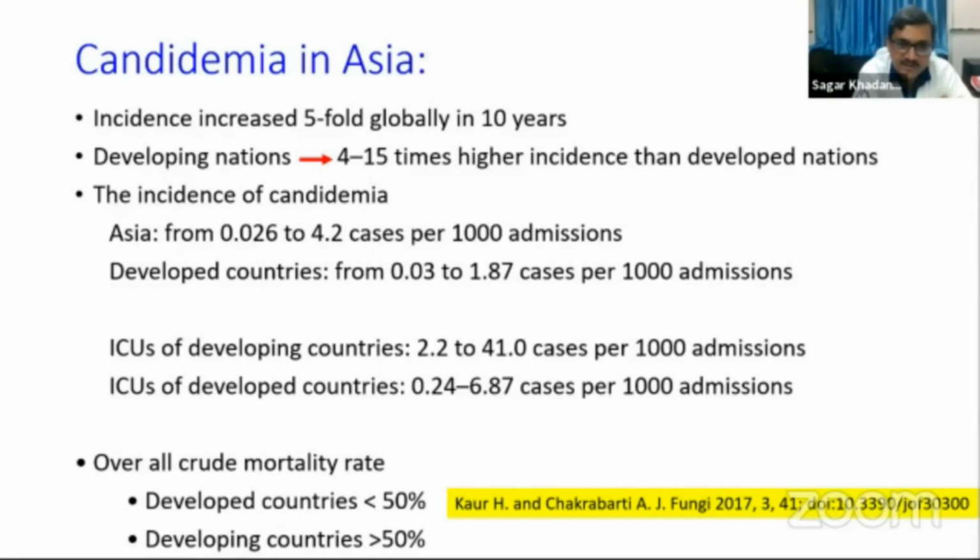The incidence of candidemia in Asia is from 0.026 to 4.2 cases per 1,000 admissions. And look at the developed nations: around one case per 1,000. In Asia, around 2 cases per 1,000. ICU admissions in developing nations see around 2 to 40 cases per 1,000 admissions, and in developed nations around 6. So there is clearly an increased incidence and prevalence of candidemia in developing nations, including India. The crude mortality rate in developing nations is more than 50%, in developed nations less than 50%. Again, the literature has come from Chakravarti.